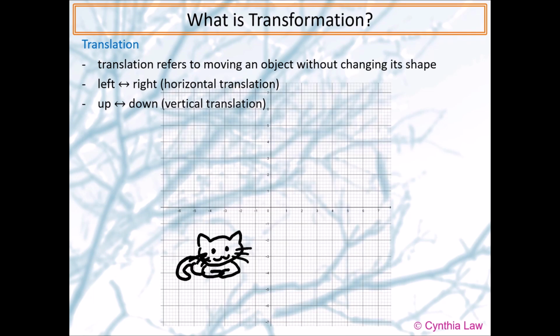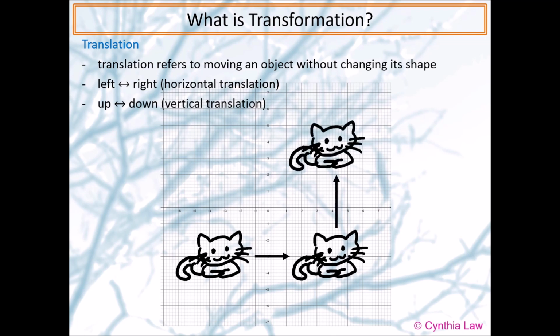So now I have a cat, and I'm going to translate it to the right. As you can see, the shape of the cat didn't change. It just moved from one side to the other on the grid. I can also move the cat up. This is now called vertical translation. There's no change to the shape of the cat. It just moved.